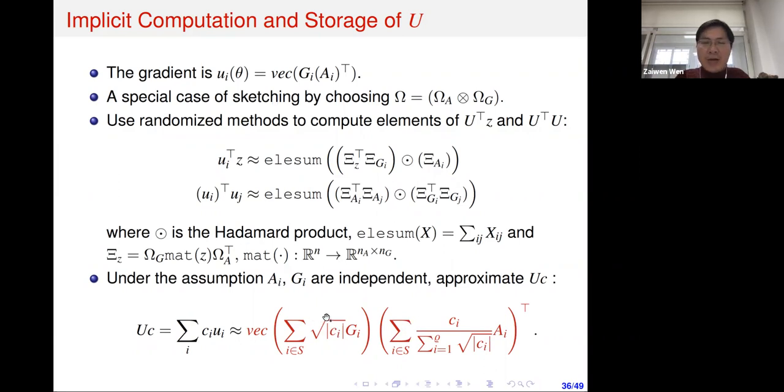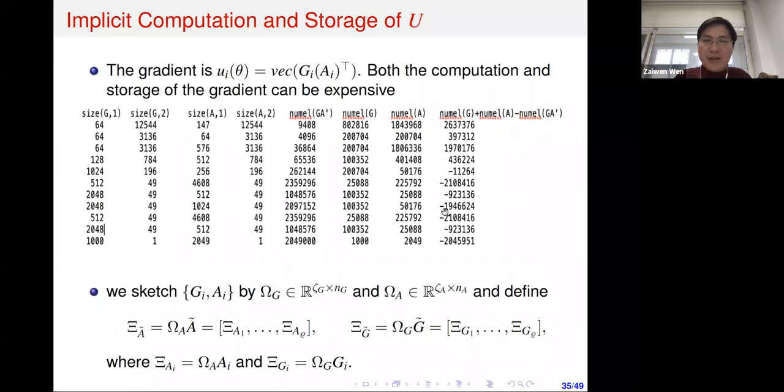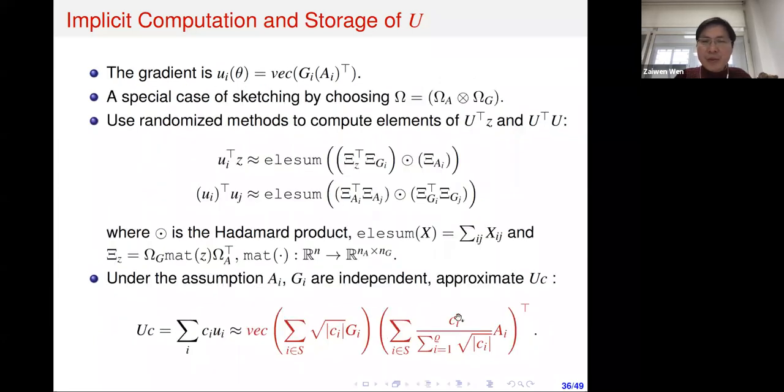First we take the average linear combination of G_i and A_i, and then do the matrix multiplication. If we do this naively, the number of matrix multiplications is the batch size, and the cost can be expensive because the sizes of G and A can be quite different. However, if we first take an average and then compute the matrix multiplication, the computational cost can be controlled.